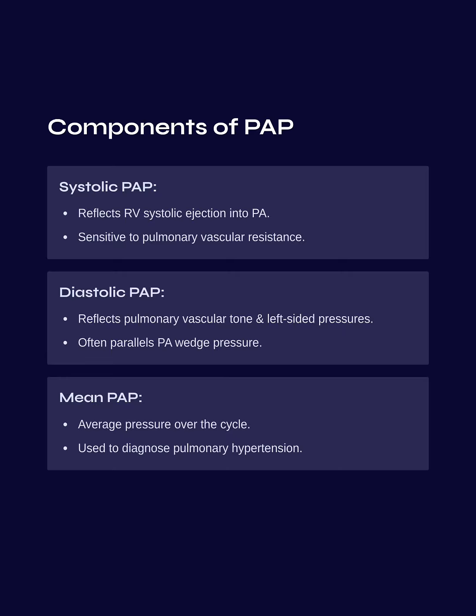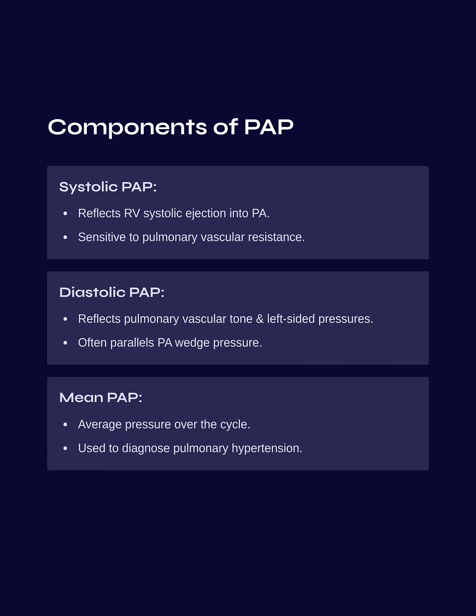Breaking pulmonary artery pressure into components. The systolic pulmonary artery pressure reflects right ventricular contraction and ejection. It rises with pulmonary hypertension, embolism, or increased resistance in the lungs. Diastolic pulmonary artery pressure reflects downstream tone and often correlates with left atrial pressure or wedge pressure. The mean pulmonary artery pressure is the average across the cardiac cycle, and it's the value we use when defining pulmonary hypertension.